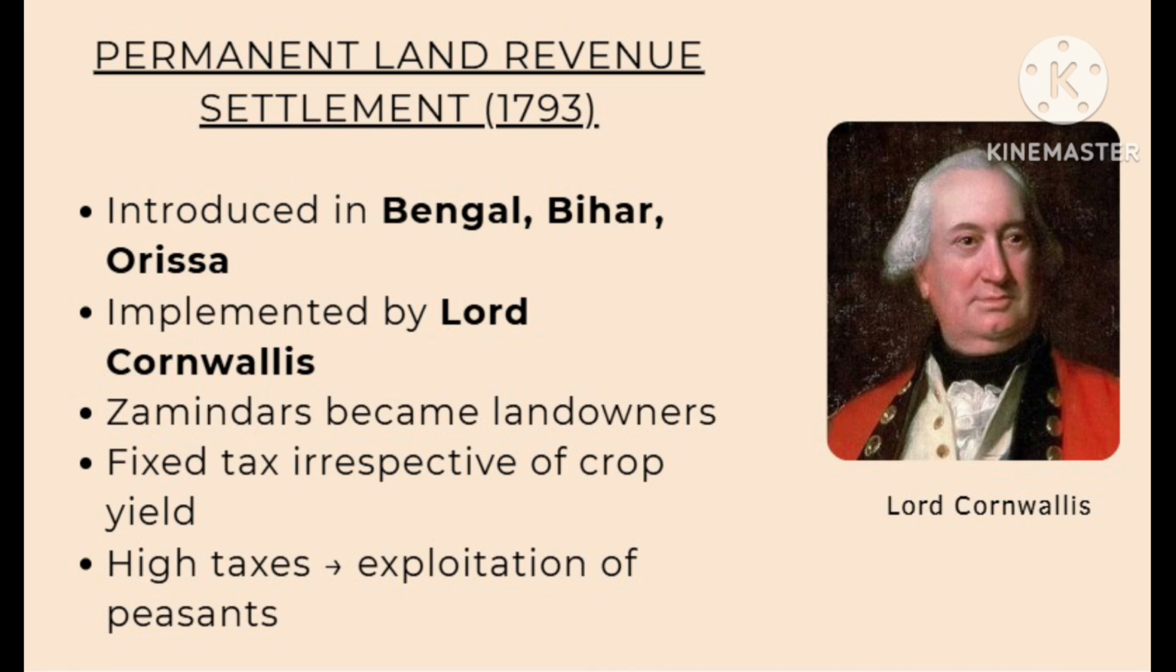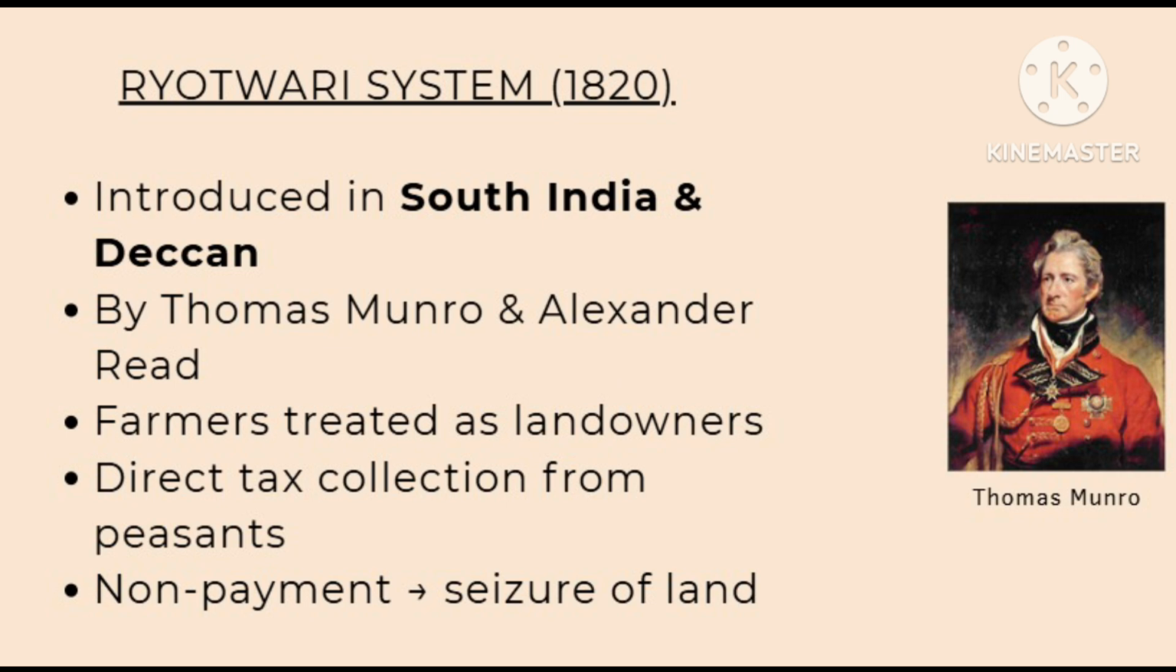Moreover, farmers had to pay a fixed amount of tax irrespective of crop yield. Therefore, even during crop failure, taxes remained unchanged. As a result, peasants were severely exploited. After understanding the permanent settlement, let us move on to another system.